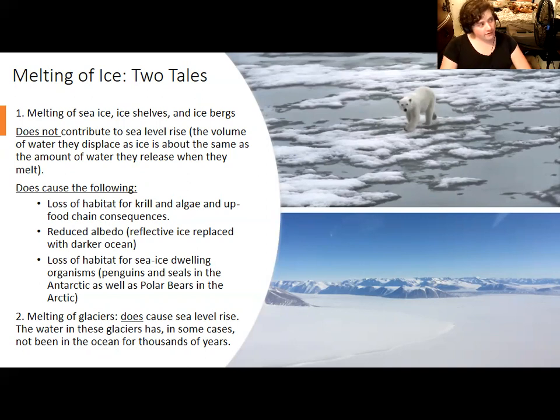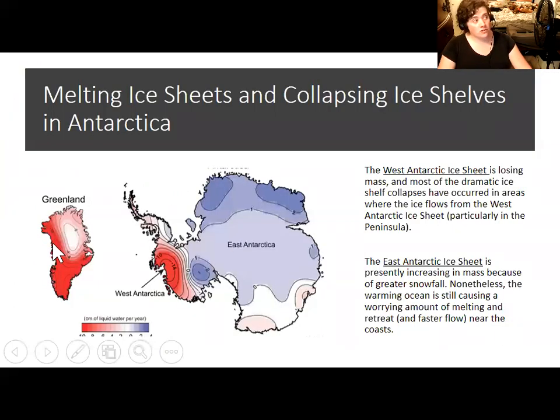And the ice in the Antarctic and Greenland ice sheets has, in many cases, not been in the ocean for thousands of years. So if the ice sheets start to melt, that carries the risk that sea level is going to rise. It is the melting of the Greenland ice sheet in particular that is of concern for sea level rise, but the West Antarctic ice sheet is not doing so well either, unfortunately. The West Antarctic ice sheet is losing mass, and that is contributing to sea level rise. It's not quite as strong a contributor as the melting of the Greenland ice sheet, but it's still definitely concerning.